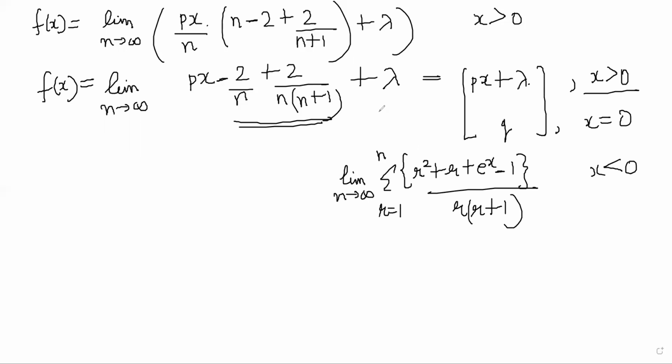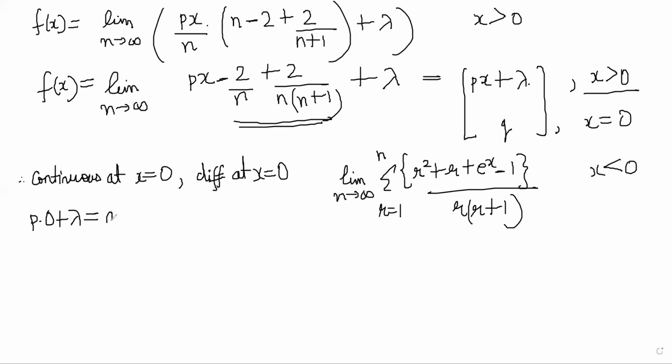Since the function is differentiable, therefore it must be continuous at x is equal to 0, as well as differentiable at x is equal to 0. Therefore, for continuity, the value of the function is equal to the limiting value here, right? So p into 0 plus lambda should be equal to q. So the left hand limit at 0 is lambda, which should be equal to the value of the function, which is q. Therefore, you get the relation lambda is equal to q.